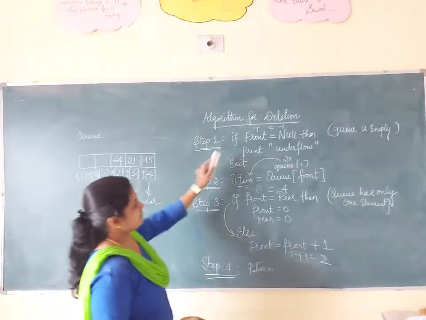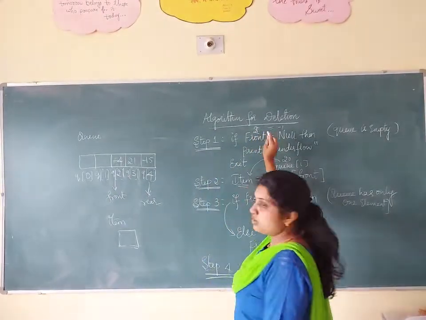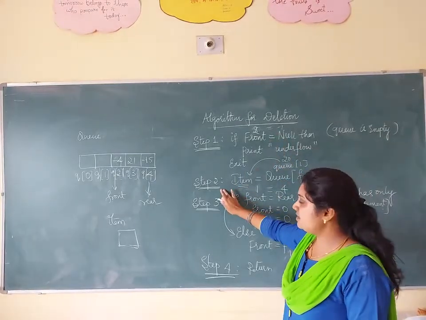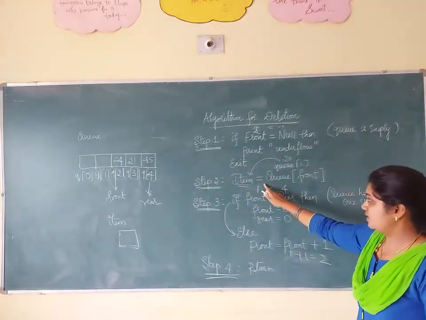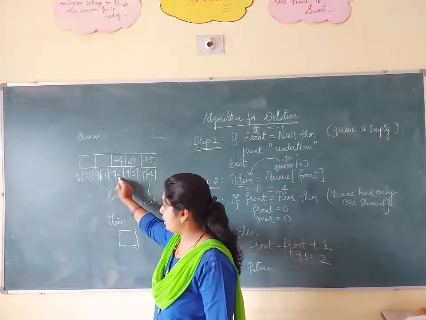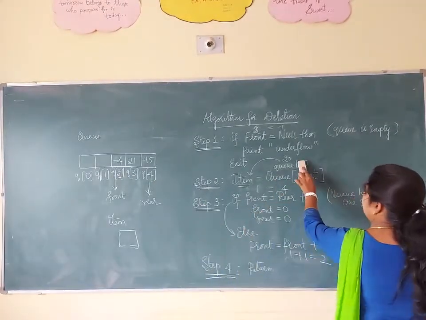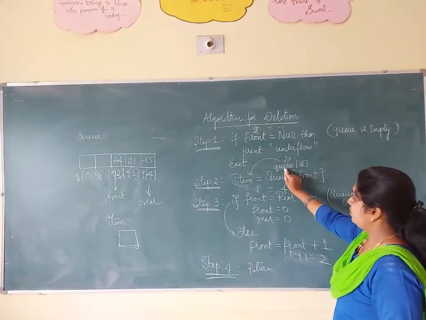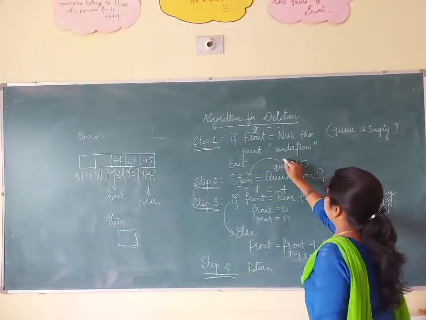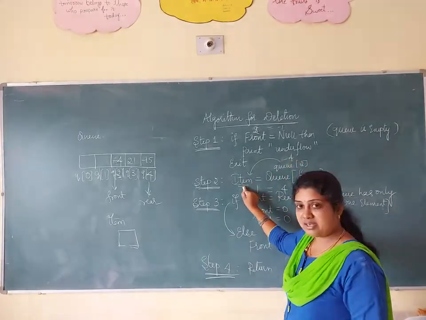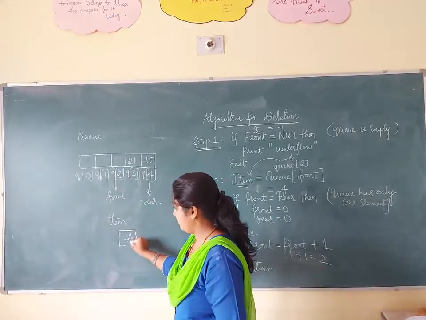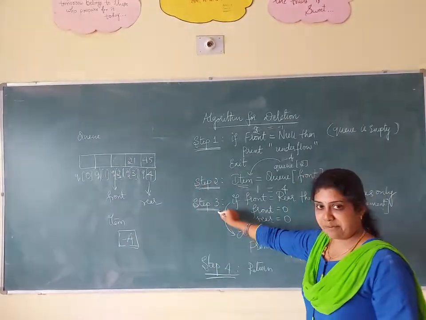And next it will come here. What is my front value? 2. Is 2 equal to null? No. It will come to step 2. Item is equal to queue of front. Queue of front is pointing to location 2, so this is queue of 2. In queue of 2, which element do I have? -4. That will be assigned to the temporary variable; you take this -4 and store it in the temporary variable item.